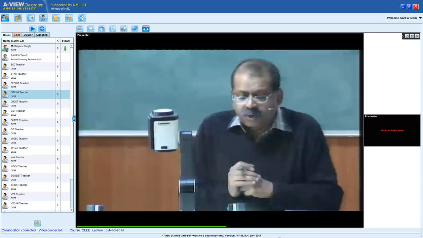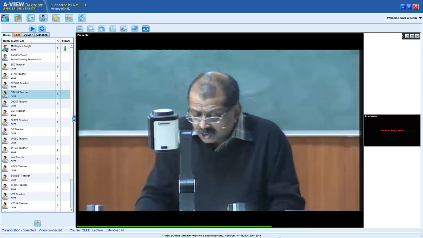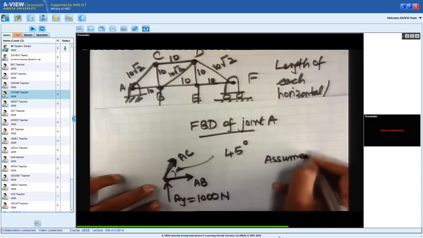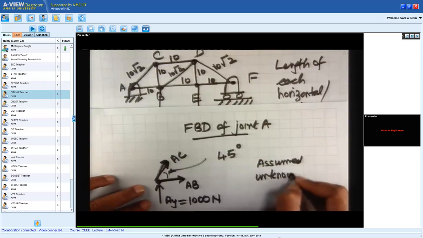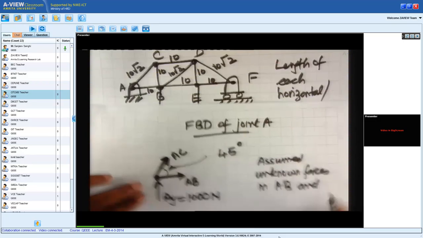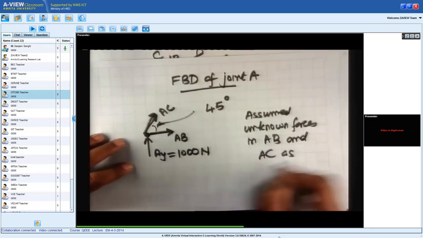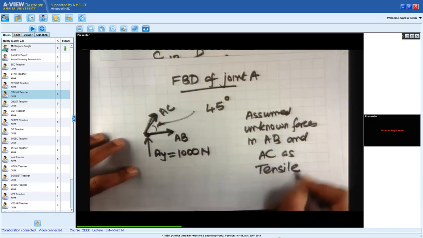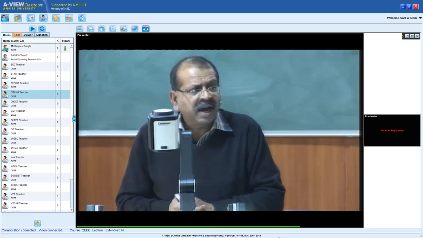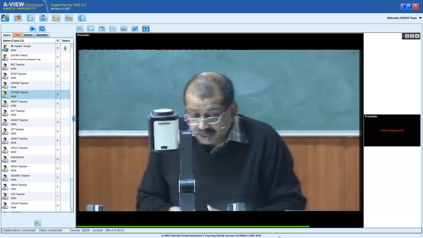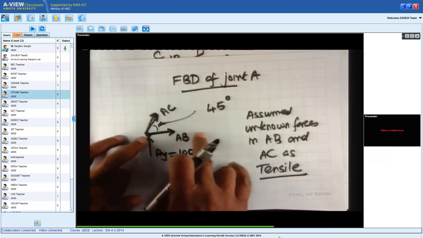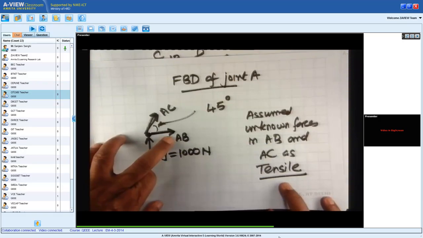Now, the unknown forces, I can assume to be in any direction. And as you will see, we have assumed the unknown forces in AB and AC as tensile. We have assumed AB and AC are in tension. Does it surprise you? Some of you will be surprised. What I am showing is AB being compressed. Why do I call it tensile?